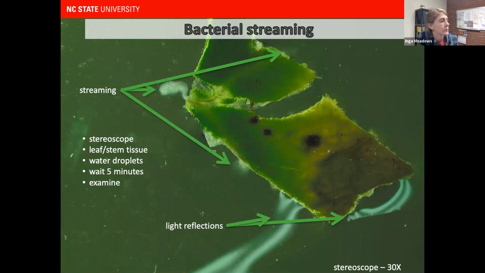If someone were to try to do this themselves, which is totally fine, just keep in mind that sometimes the light reflections, like I've shown at the bottom, sometimes look like bacterial streaming. So just keep that in mind.